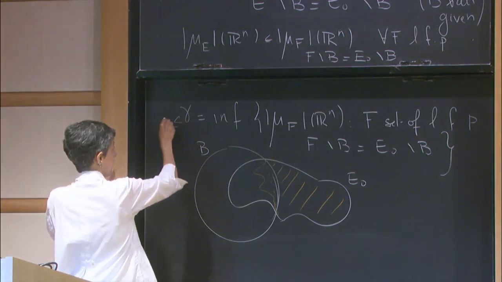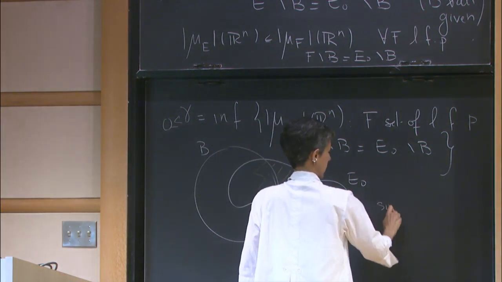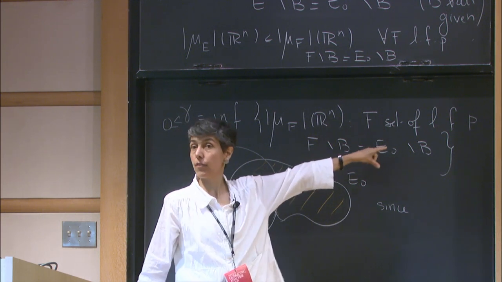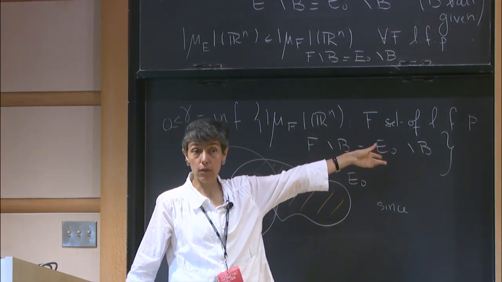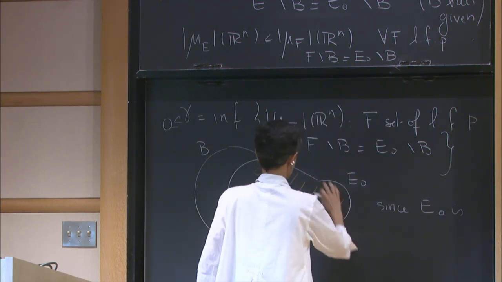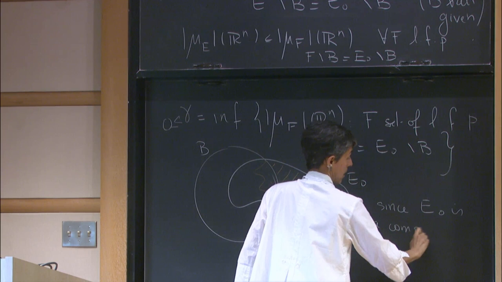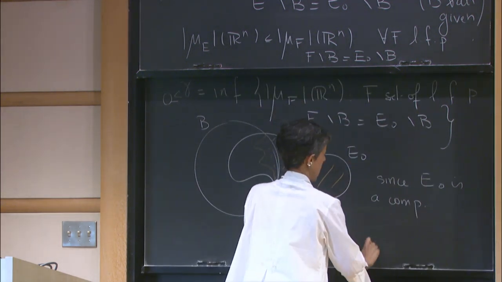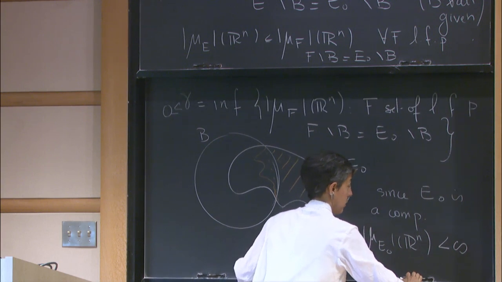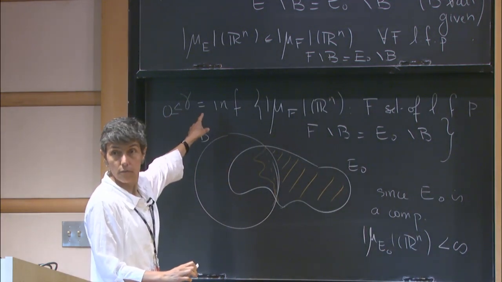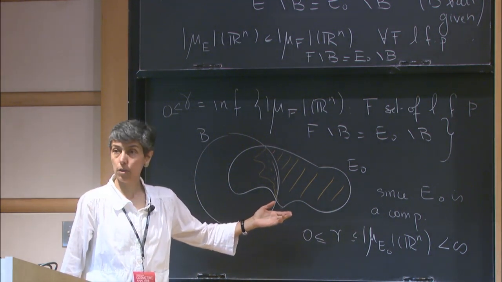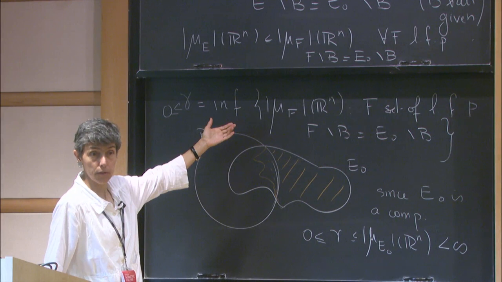Okay? So this is a number. It's greater or equal than 0. And since E0 is a set of finite perimeter or locally finite perimeter that satisfies this condition, correct? Therefore, in particular, since E0 is a competitor, which means it is a set in this class, and the perimeter of E0 in R^n, since it's a finite perimeter, is finite, it tells me that this number gamma that I'm looking for is finite. Funny little detail, but not to forget. Okay, so I have a finite number. It's the infimum of a bunch of numbers.